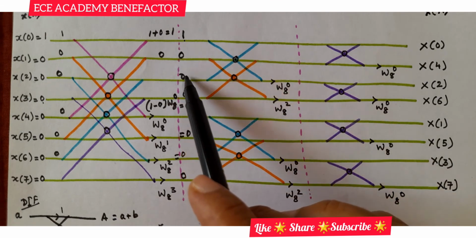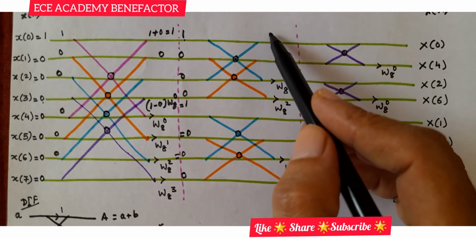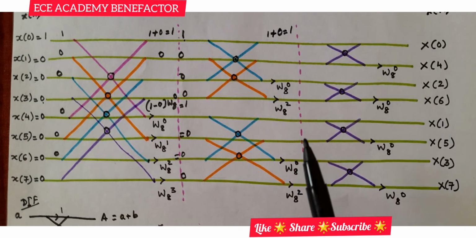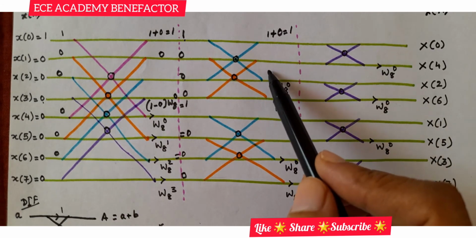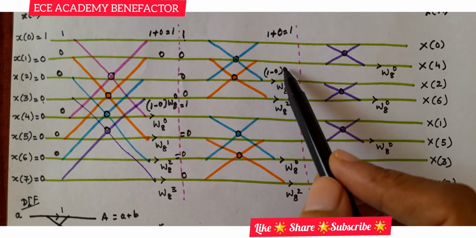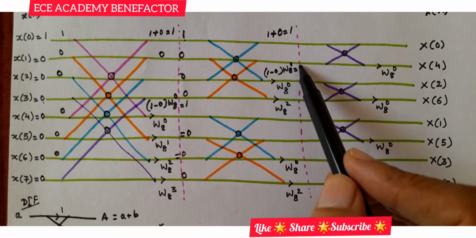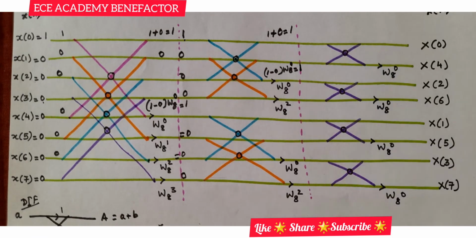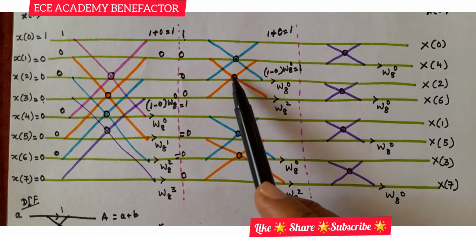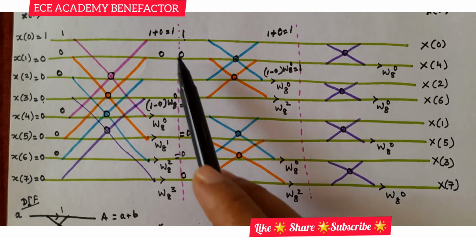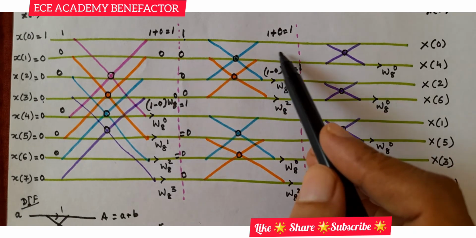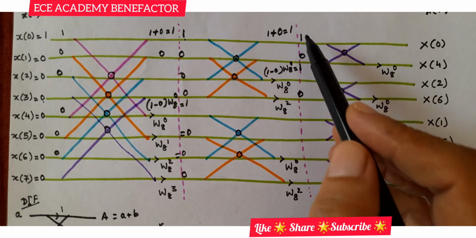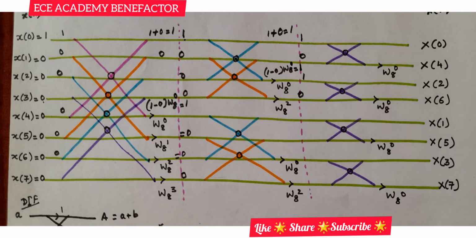1 and 0. So what will be the output here? A plus B. A plus B means 1 plus 0 is equal to 1. The lower line equation is A minus B, 1 minus 0, W8 to the power 0. So it will come as 1. And for this orange butterfly, the inputs are 0, 0. So the output here will be 0 and here also it will come as 0. So what is the output coming? 1, 0, 1, 0.